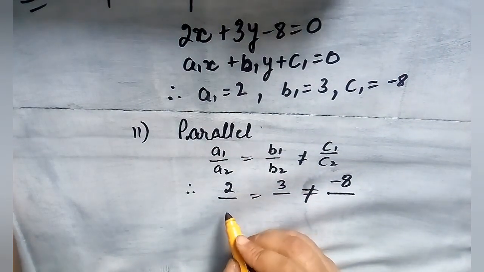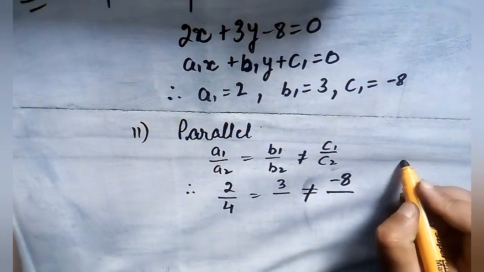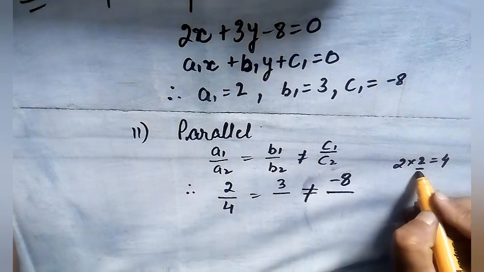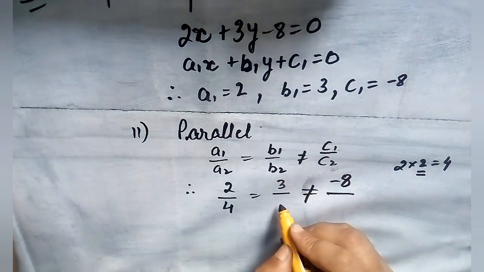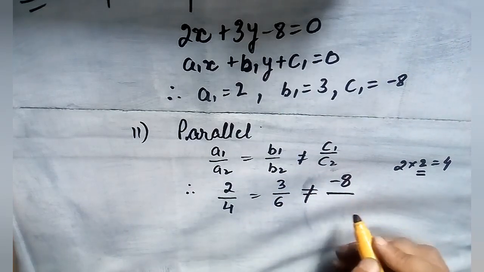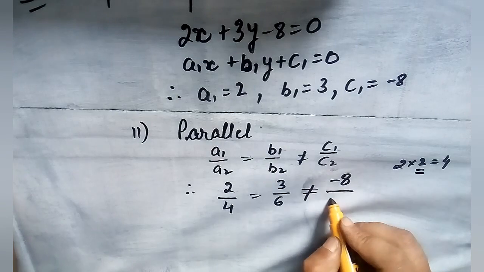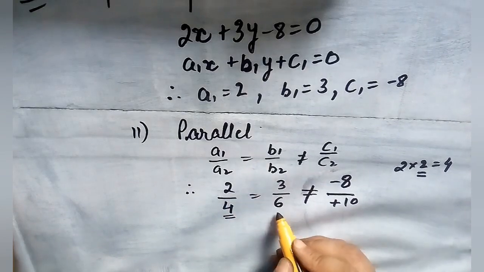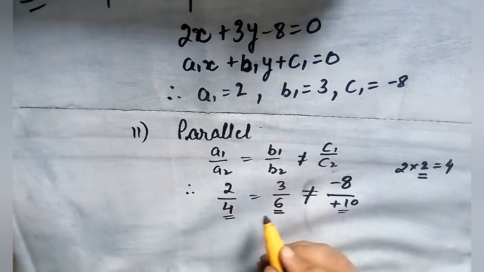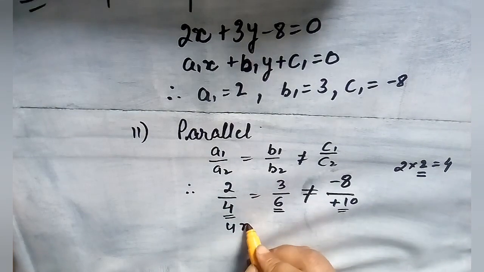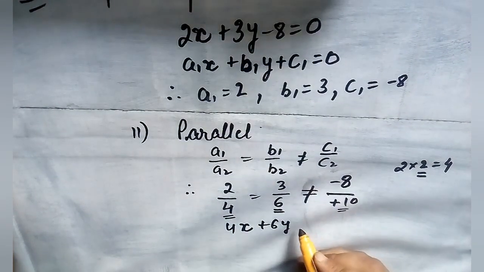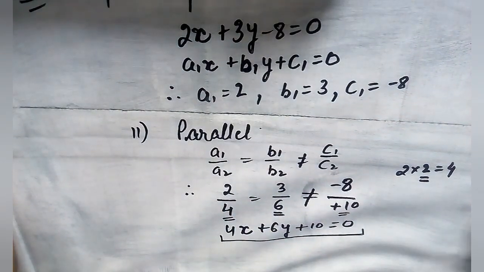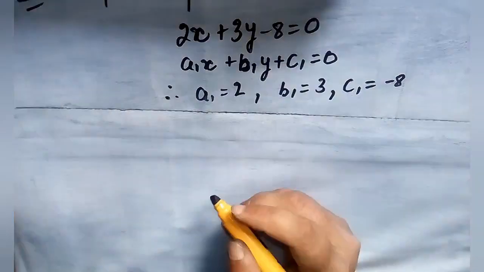Let us see how we have to find out the denominators. So here in the denominator I am writing the second multiple of 2, that is 4. So the same way, by 2 we have to multiply 3 also. So 3 2s are 6, and at the place of c2 we can write any other number, but the ratio must not be equal to a1 upon a2 and b1 upon b2. So now our equation will be 4x plus 6y plus 10 equals 0. Remember, it is not necessary that you take the second multiple, you can take another also.